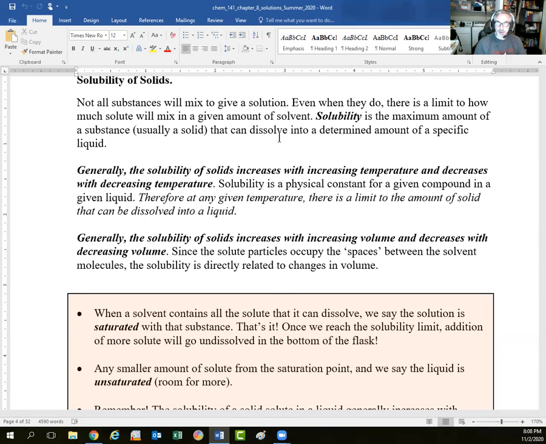Second factor is the temperature. Solutes are normally more soluble as temperature rises, and less soluble as temperature falls. So to know the solubility limit for that chemical in the solvent, we need to know the temperature, we need to know the volume of the solution.